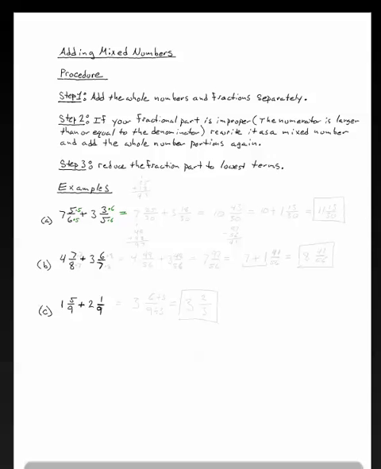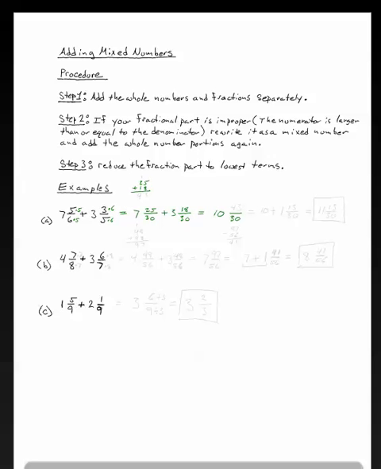This gives me the new problem, 7 and 25 over 30 plus 3 and 18 over 30. So now we have a common denominator, and we want to add the whole number portions and the fractional portions separately. So 7 plus 3 is 10. We have a common denominator of 30. And then 25 plus 18, we can do that off to the side. 25 plus 18.